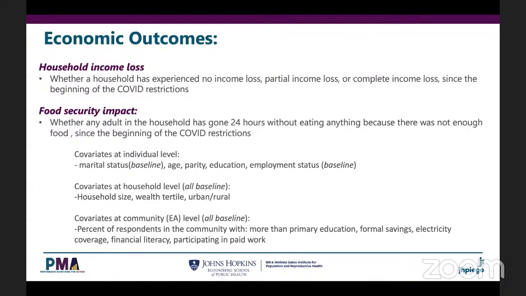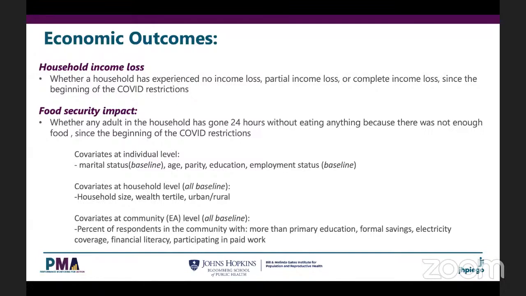So I'm going to show you results on two economic indicators that we collected in our phone survey. The first is household income loss. We asked the woman if her household experienced no income loss, partial income loss, or complete income loss since the beginning of the COVID restrictions.